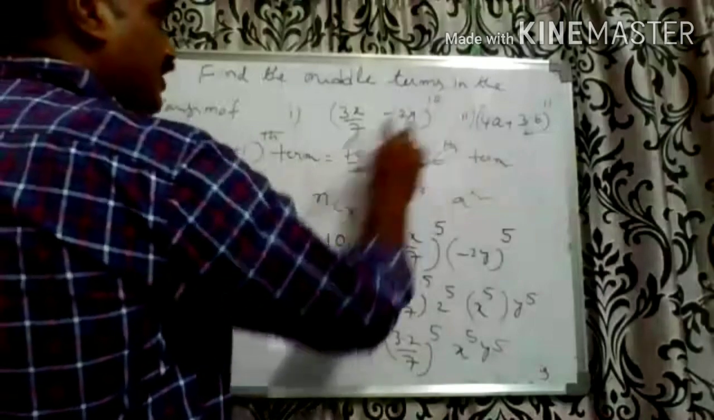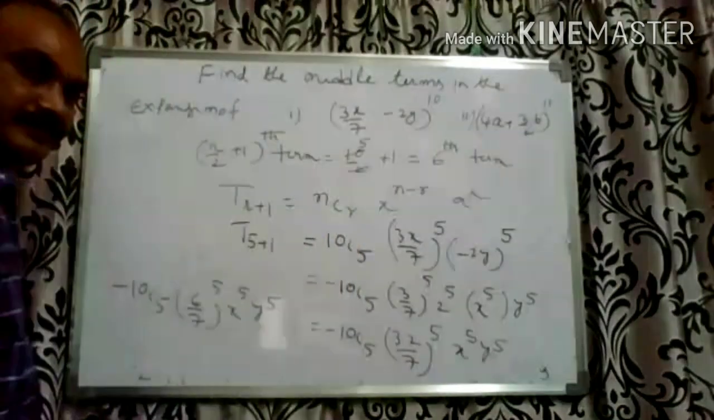If n is even, there is only one middle term. Formula: n by 2 plus 1.